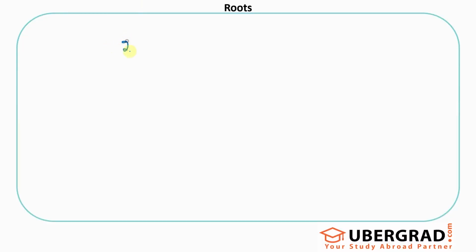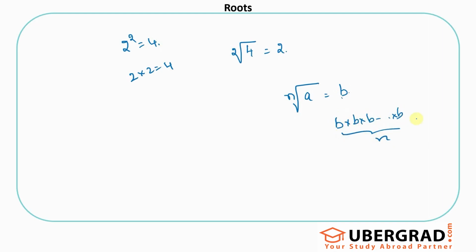So 2 power 2 is 4. Right, so 2 square, I'm multiplying 2 into 2, that's going to give me 4. If I ask you what is square root of 4, the answer is 2. Right, that is basically this. Nth root of a is b basically means if I multiply b n times, that should give me a.